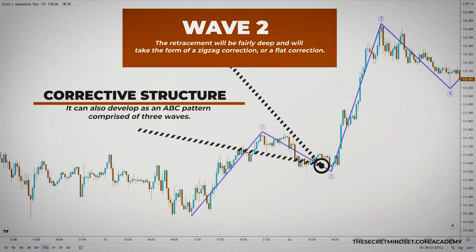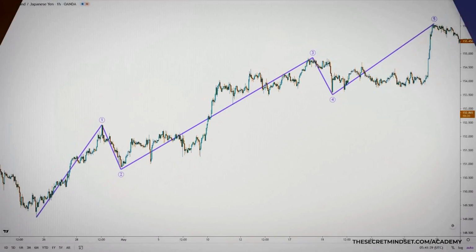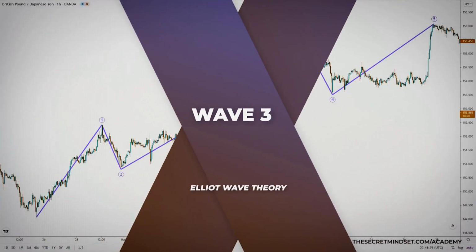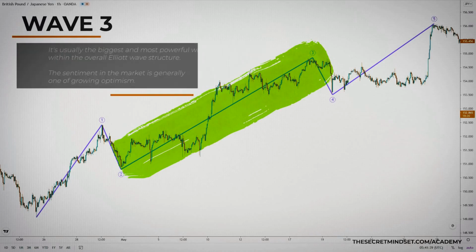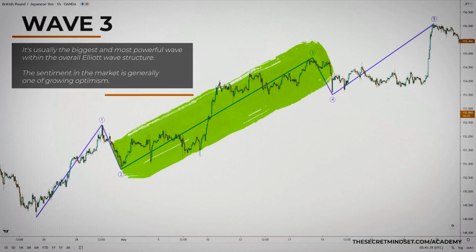Additionally, since wave 2 is a corrective structure, it will develop as an ABC pattern comprised of 3 waves. Wave 3 offers the largest potential for profit, as it's usually the biggest and the most powerful wave within the overall Elliott wave structure. The psychology of traders during wave 3 is generally one of growing optimism.